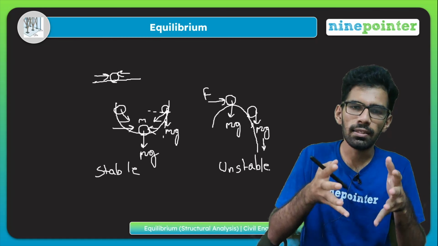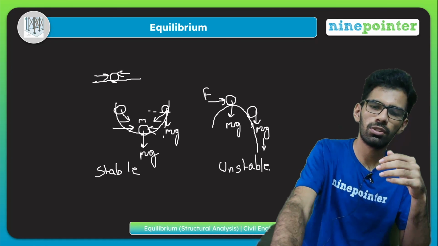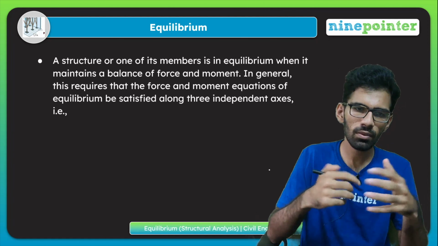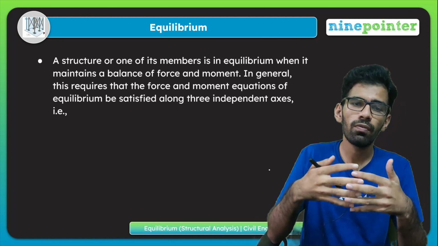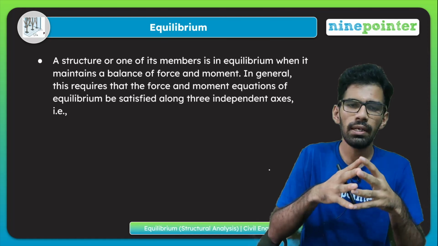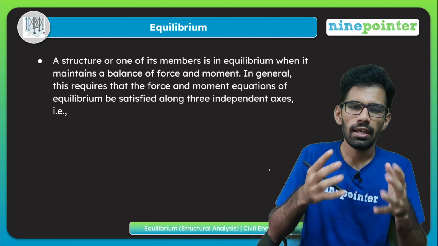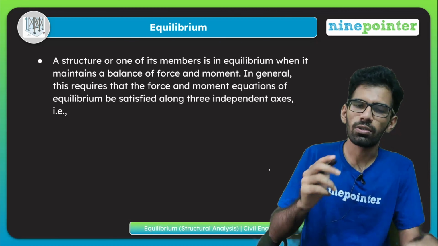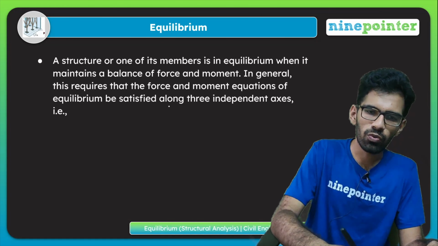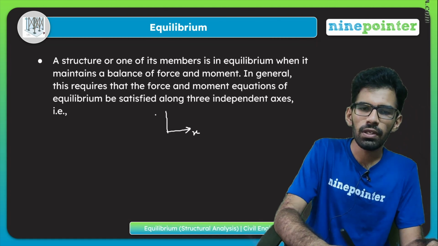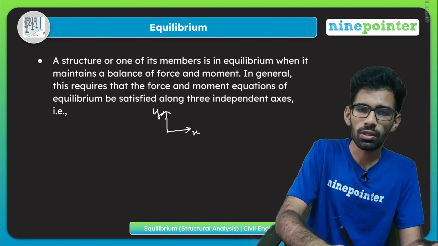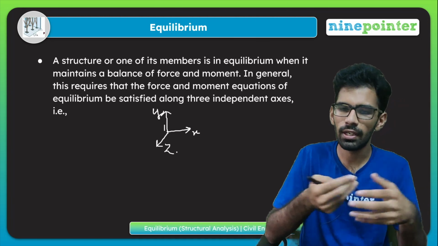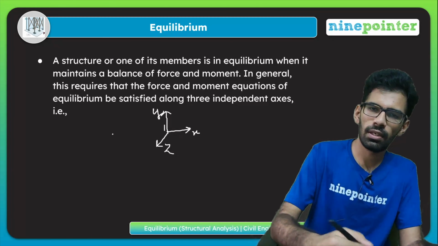Now let us apply this concept to today's structure course and see what happens when a structure is in equilibrium. Okay, so a structure or one of its members is in equilibrium when it maintains a balance of force and moment. In general, this requires that the force and the moment equations of equilibrium be satisfied along the three independent axes. Okay, so we have three axes. Whenever we try to think about the forces acting on a rigid body, then we divide them in three directions. Okay, x, y, and z in a 3D space.